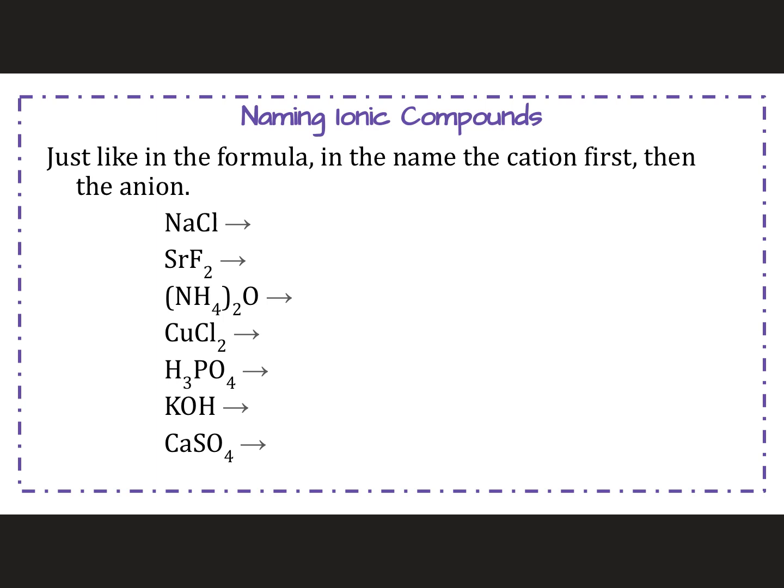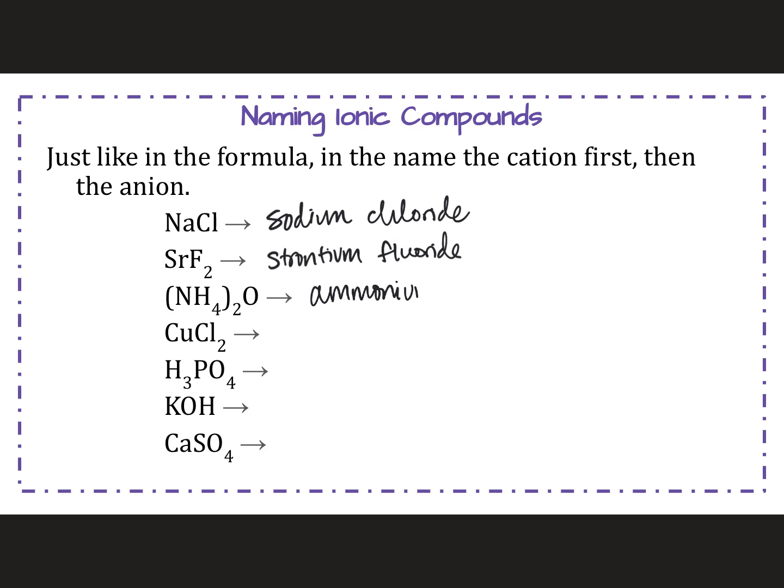All right, let's see how you did. So starting off, we've got sodium and chlorine, so that's going to become sodium chloride. Next up, we have strontium and fluorine, that becomes strontium fluoride. Then we have ammonium oxide, that's one of our polyatomics that you're supposed to know. Then we have copper chloride.